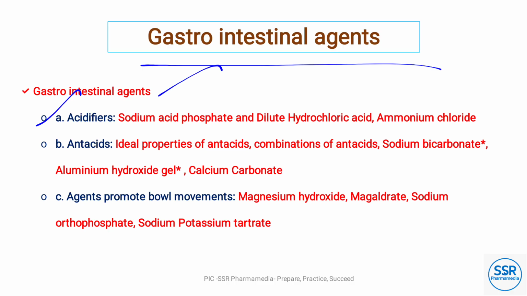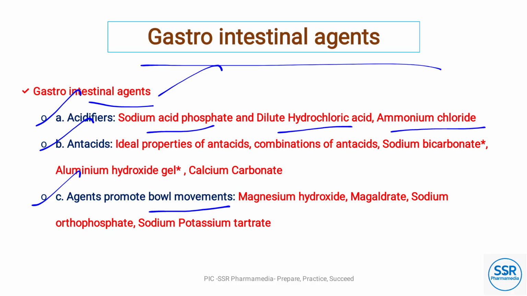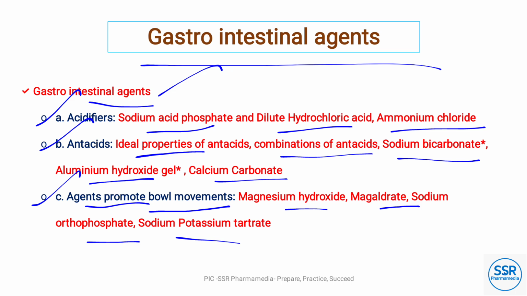In that: acidifiers, antacids, and agents that promote bowel movements. So these are the three topics present under the gastrointestinal agents. These are the examples of the compounds under each category. Under acidifiers, these are the examples, and under antacids, we are going to discuss the ideal properties of antacids, combinations of antacids, and the examples of antacid compounds. And agents that promote bowel movements, these are the examples of the compounds. Now we are going to discuss these concepts.